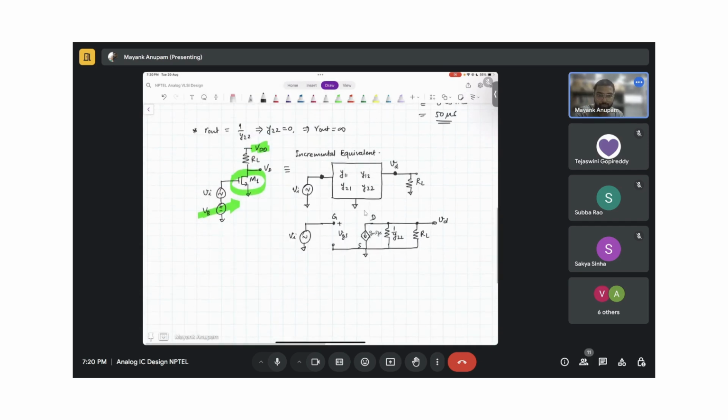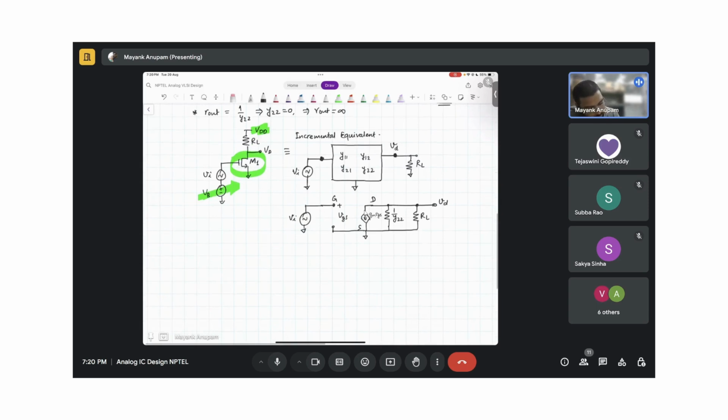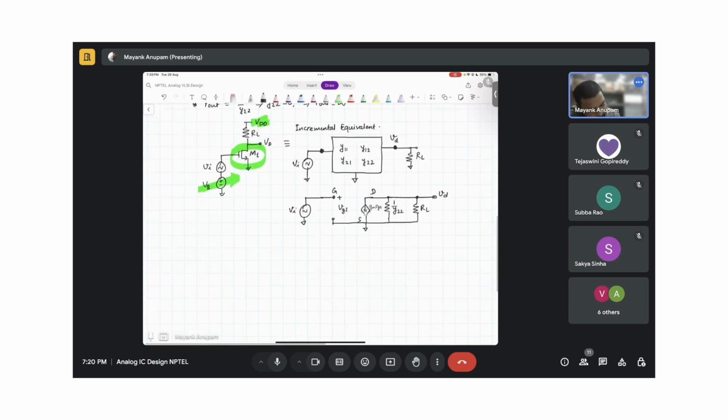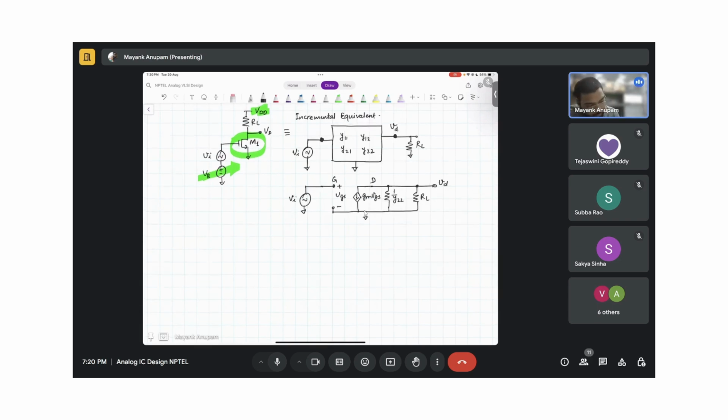Okay, fine. So this is not visible. Okay, now it is visible.